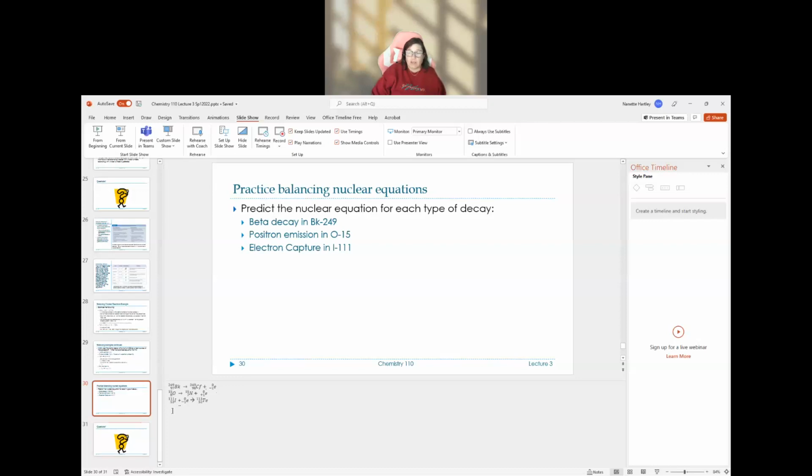We have electron capture in I-111. So 111, I, atomic number 53. I'm going to capture an electron, which is 0, -1 e. That gives me 111 total on the top. 53 minus 1 is 52. This is tellurium. Questions, comments, problems on that?